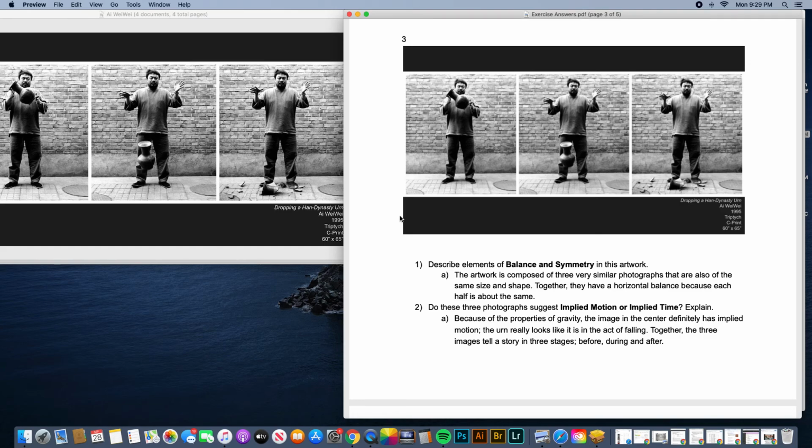Do these 3 photographs suggest implied motion or implied time? Explain. Because of the properties of gravity, the image in the center definitely has implied motion. The urn really looks like it is in the act of falling. Together, the 3 images tell a story in 3 stages: before, during, and after. Therefore, the 3 images together create implied time. So it's a mix of both.